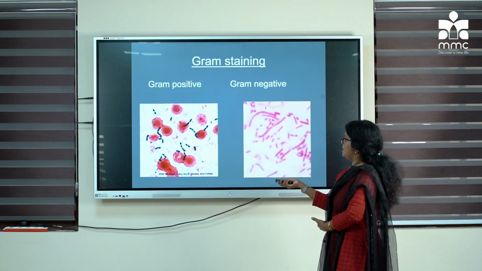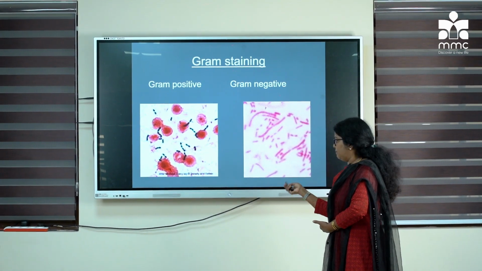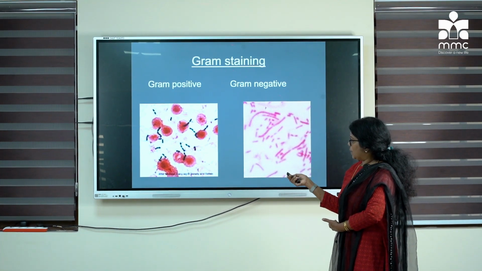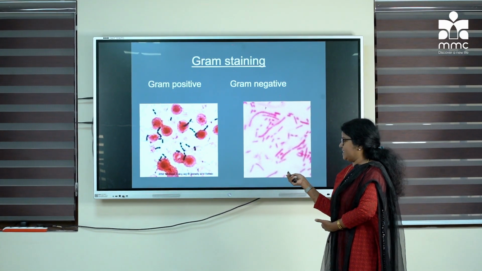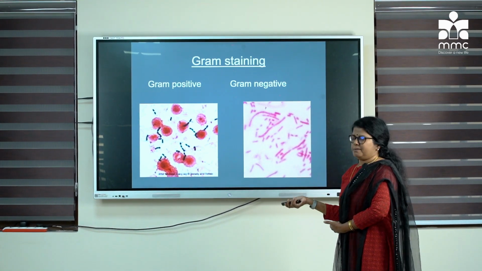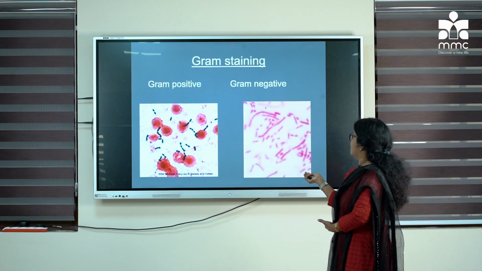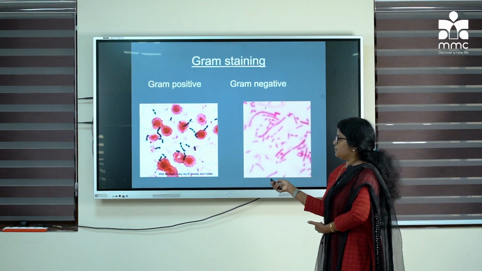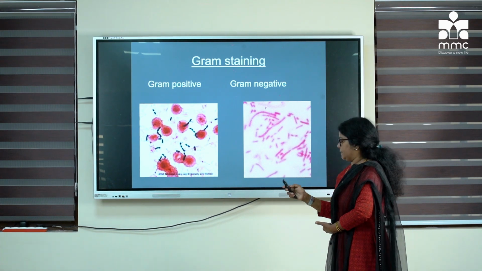So these are the gram positive and gram negative bacteria. In the first picture you can see purple colored cocci arranged in singles, chains, as well as in pairs, and in the second picture you can see pink colored rod shaped bacteria. So the second one is gram negative bacilli and the first one is gram positive coccus.